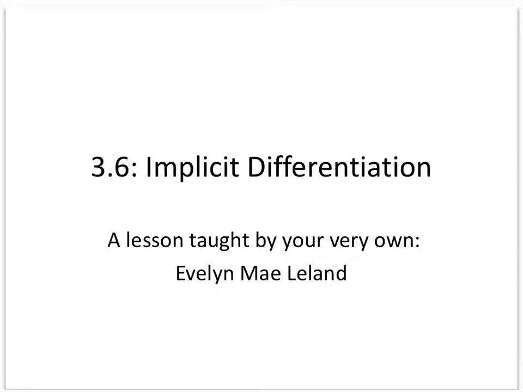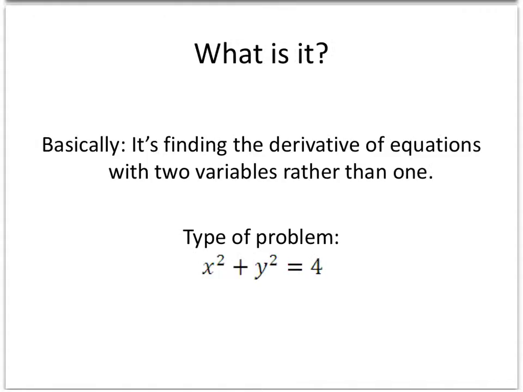Chapter 3.6, Implicit Differentiation. When you hear implicit differentiation, you probably don't quite understand what it is. But basically, it's just finding the derivative of equations with two variables rather than just one. So originally, we've been finding the derivatives of equations such as y equals 2x or something like that. But now, we have both variables, as you can see, so you have to take both of them into account.